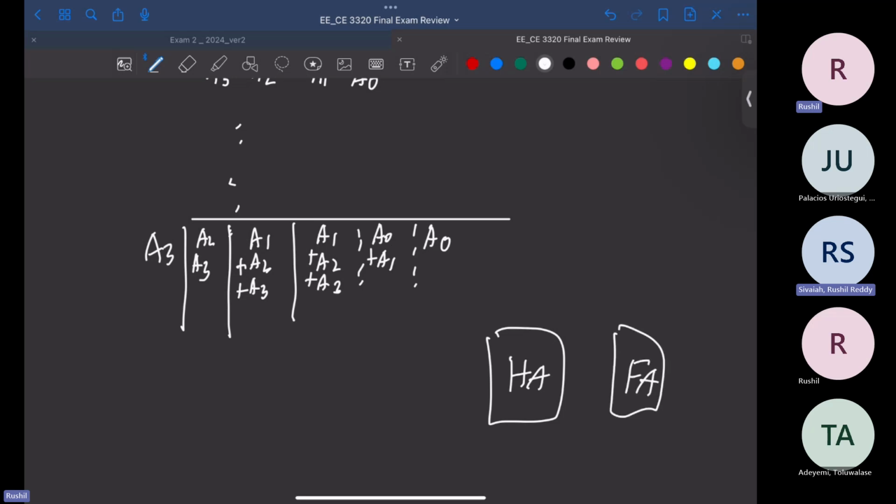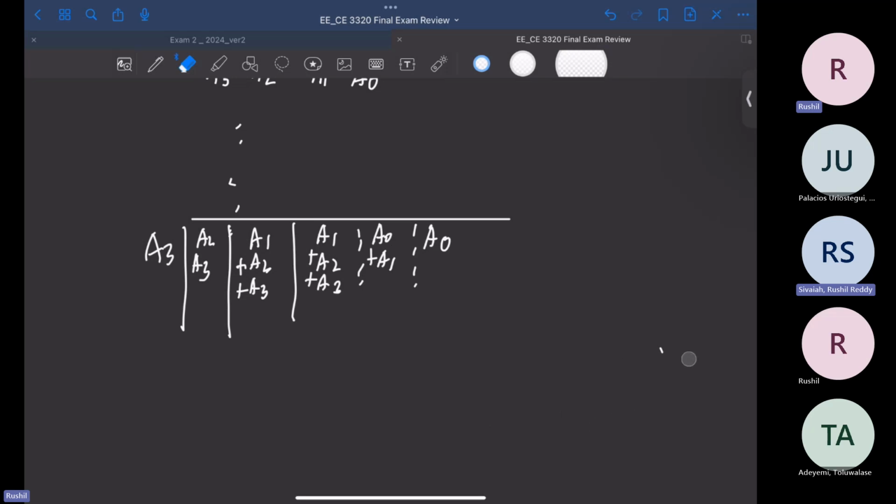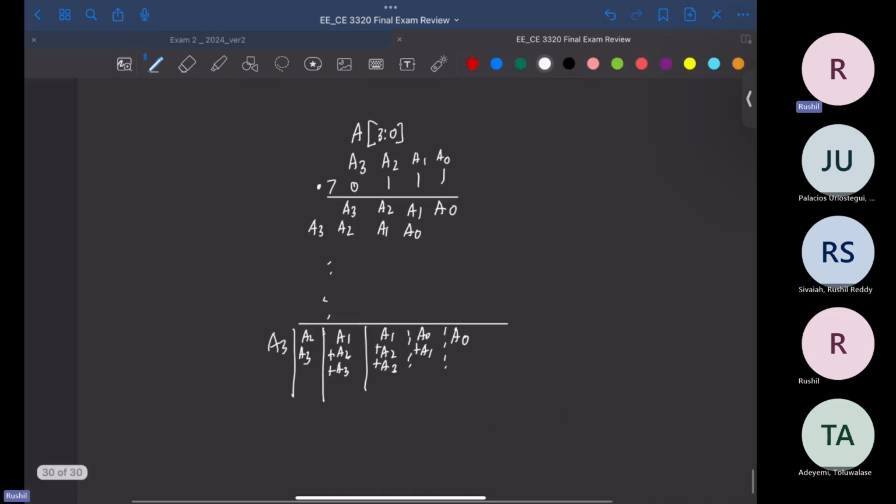We can do it this way, or we can try to do this with shifting. So we're going to do it the shifting way, because that's the question I think everybody had.